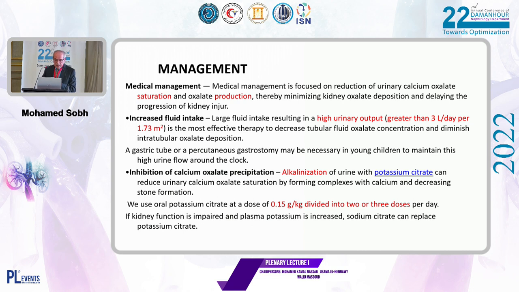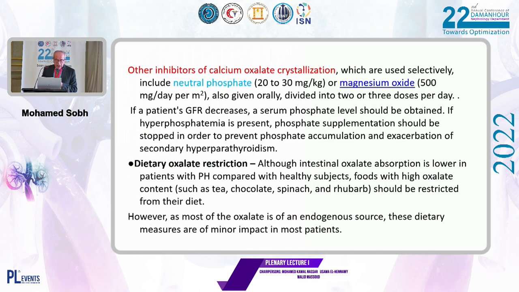In management, a decrease in urinary oxalate production and a decrease in crystallization. This is through excess fluid; you need at least 3 liters of urine to decrease saturation. Even in infants, you can put in a gastric tube and give fluids. Inhibit calcium oxalate crystallization by giving potassium citrate. It will prevent this crystallization. You can give also magnesium oxide. You can give neutral phosphate. All these decrease crystallization. So decrease excretion, decrease crystallization. Then also diet restriction, but actually you can decrease some oxalate, but it is not sufficient. So don't bother your patient.